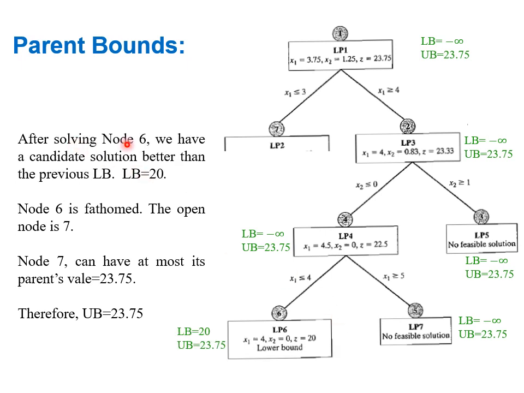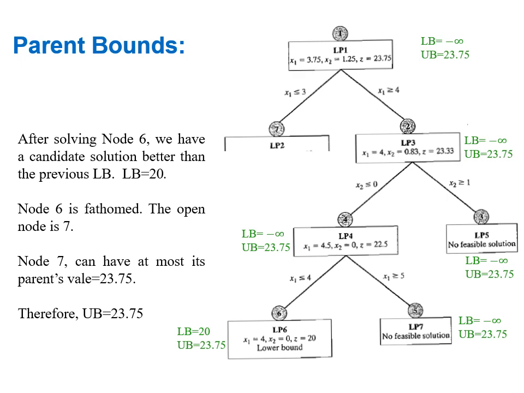Next, we solve node 6, and when we solve it, we see that we come up with an integer feasible solution. This is a candidate solution, okay? And in this candidate solution, the objective function value is 20. So now this 20 provides a lower bound for us. The previous lower bound was minus infinity, and we found 20. So we are trying to maximize, and for a maximization problem, 20 is better than minus infinity. Therefore, we update our lower bound to 20.